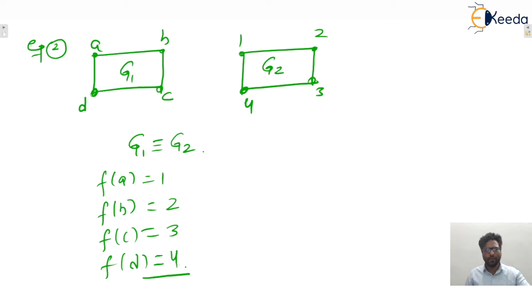Now sometimes, how to conclude whether these graphs are equivalent or not? First thing, some invariants are there. We can use those invariants one by one.